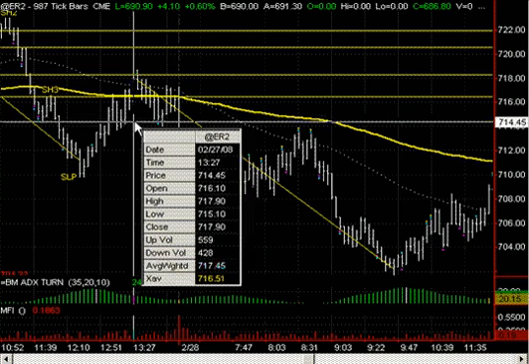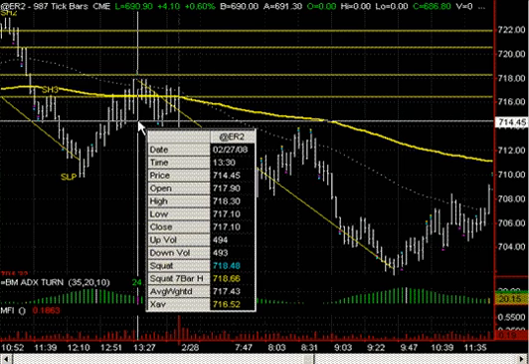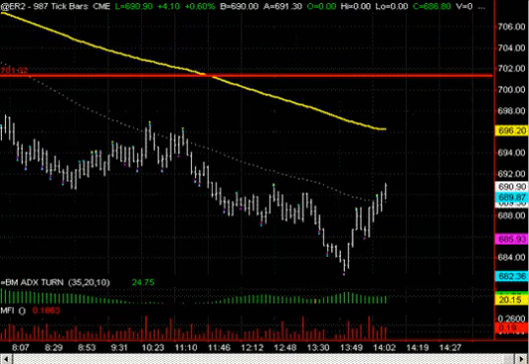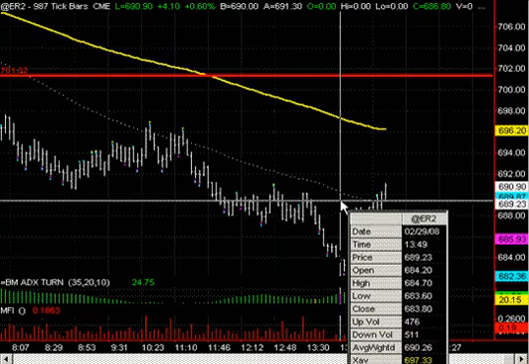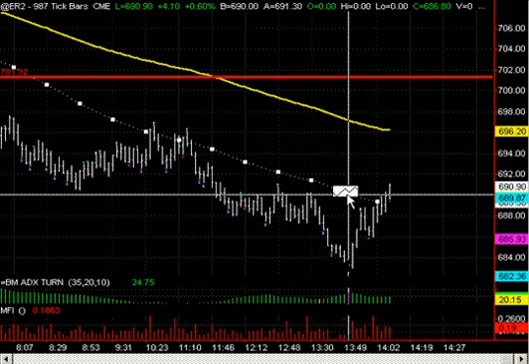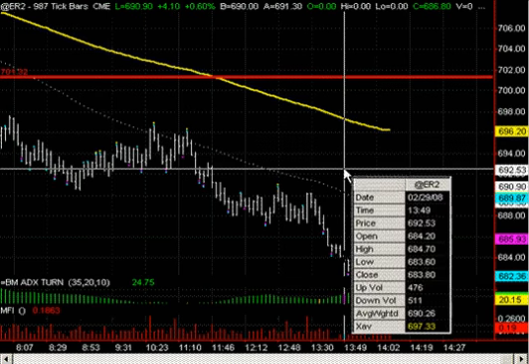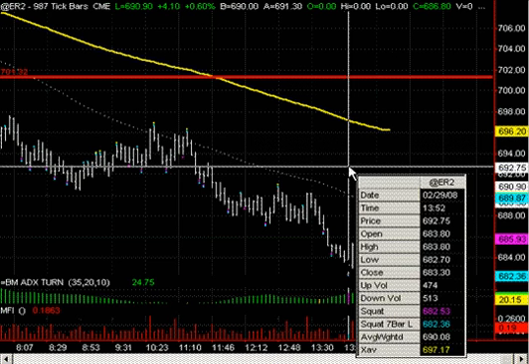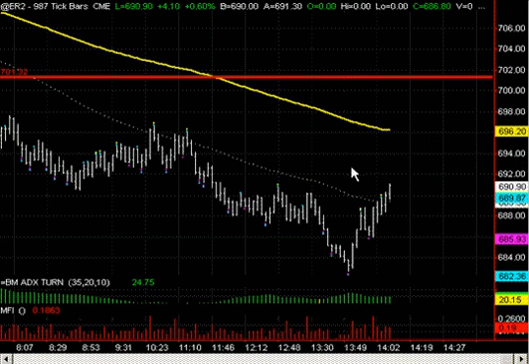Just to give you an idea, if you were to stay for the maximum of that entire trend down from a high of around 718 to the low of, let's see if we can catch where that low is, 683. So that's 34 points or $3,400 per contract at a maximum.